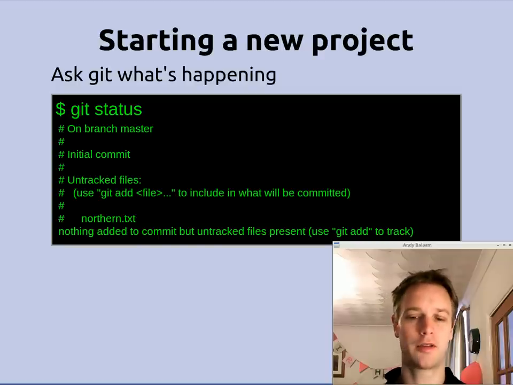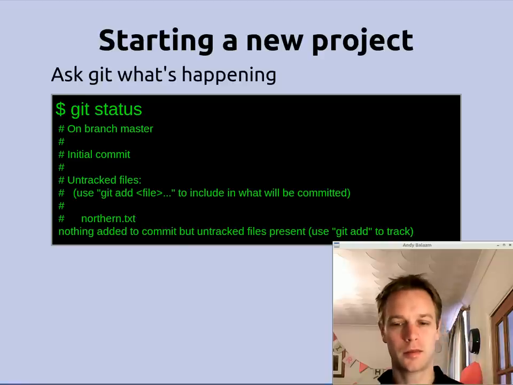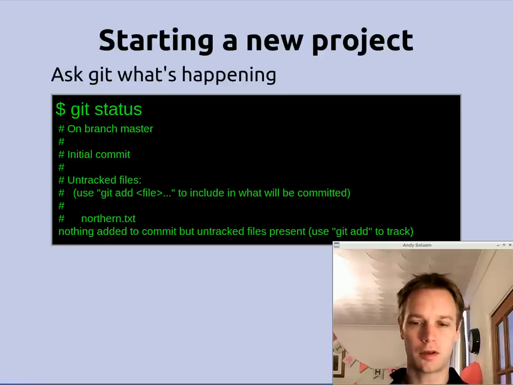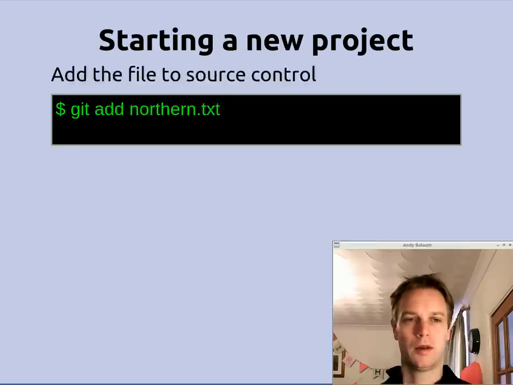So Git, in the grand tradition of source control systems like CVS and Subversion, does notice when you've added new files, even if it knows nothing about them. Some source control systems don't notice that, and you have to remember, which I find very hard to work with.